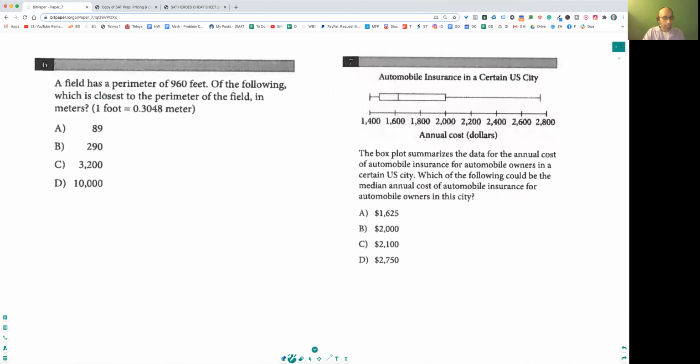Okay? Yes, so now this field has 960 feet, right? So now 1 foot is 0.3048, right? And so 960 feet is how much? That's the question you need to ask.